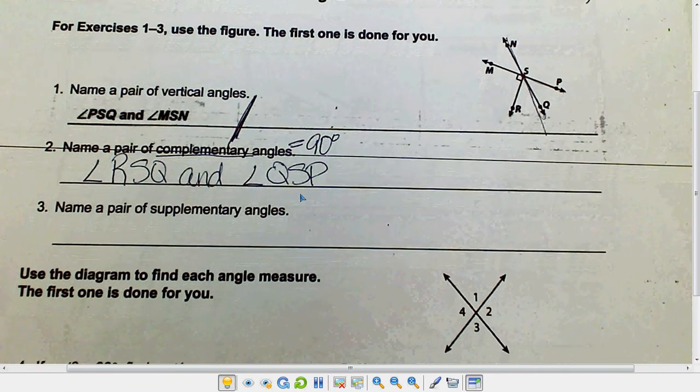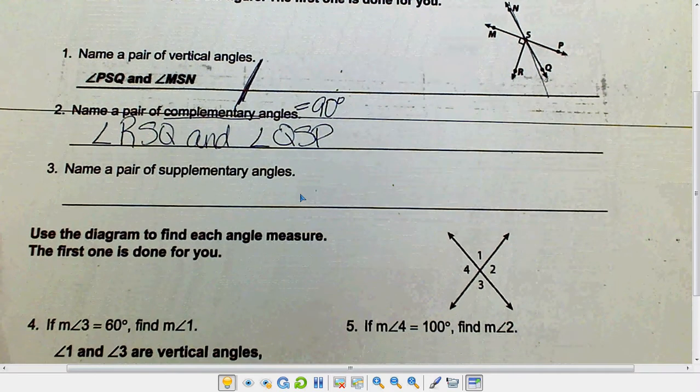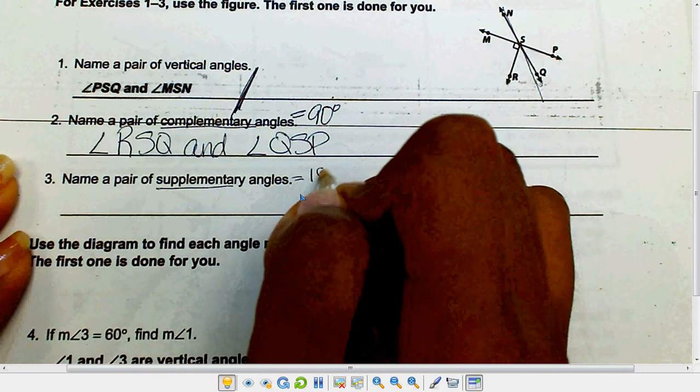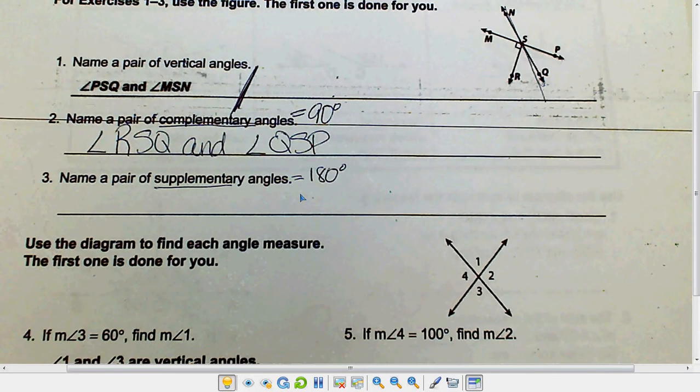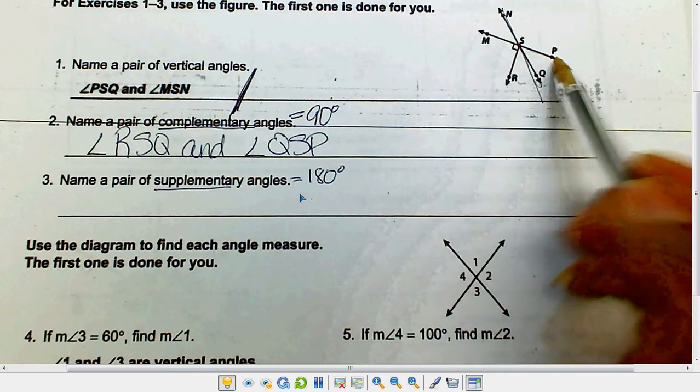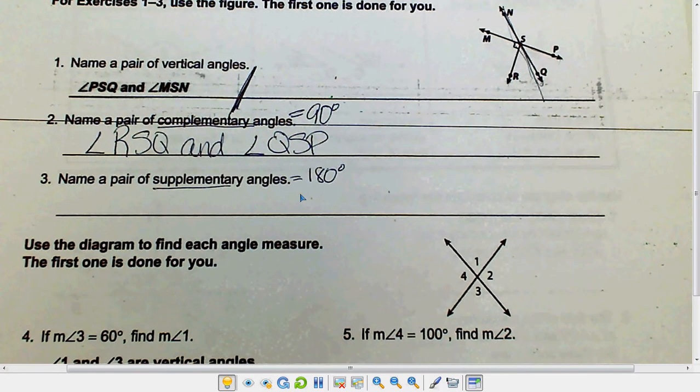Okay, next it says to name a pair of supplementary angles. So remember, supplementary is equal to 180 degrees. So now I need to look somewhere on a straight line and find two angles that make up that straight line. So there are several different supplementary angles in this drawing. So I'm going to do one for you, and I want you to find a separate pair of supplementary angles.